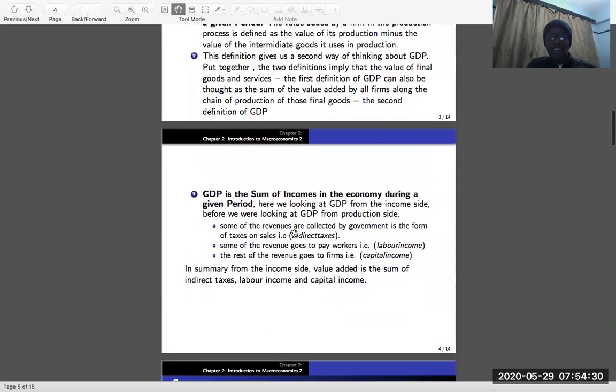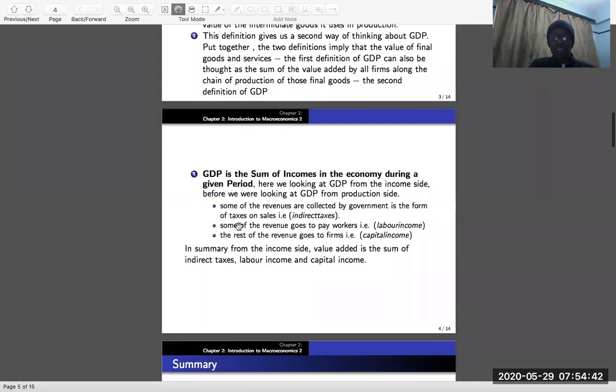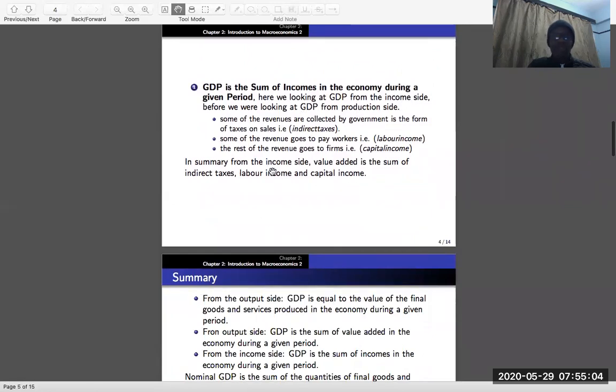So GDP is a sum of income in the economy during a given period. Here we're looking at GDP from the income side. Before, we were looking at GDP from the production side. Some of the revenue is collected by government in the form of taxes, i.e. indirect taxes. Some of the revenue goes to pay workers, i.e. labor income, and the rest of the revenue goes to firms, i.e. capital income. In summary, from the income side, value added is a sum of indirect taxes, labor income, and capital income. I will correct the typo here when I send the notes to you again.